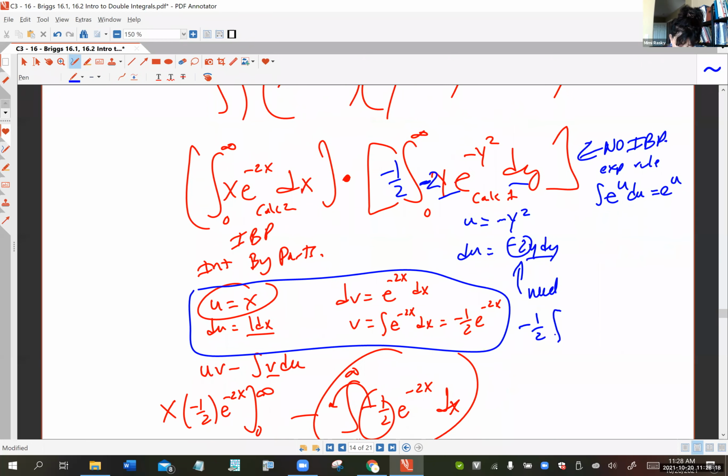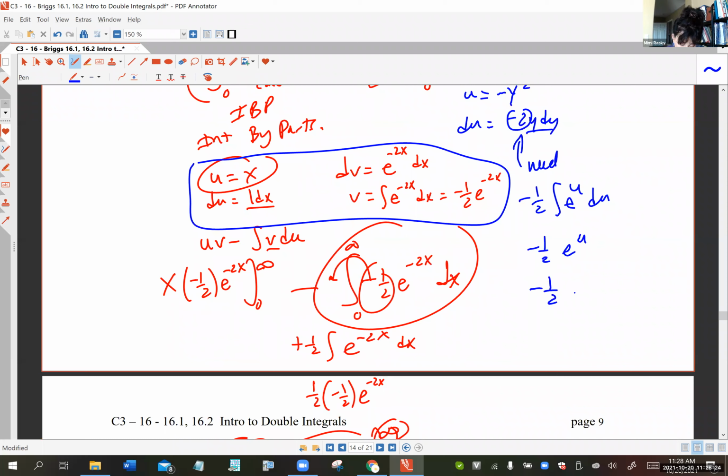So now this looks like negative a half e to the u du, but that's going to be negative a half e to the u. But then when I replace u with negative y squared and evaluate this between 0 and infinity, we're ready to rock. So you're going to have negative a half e to the negative infinity. Negative infinity squared is still negative infinity. This goes to 0.